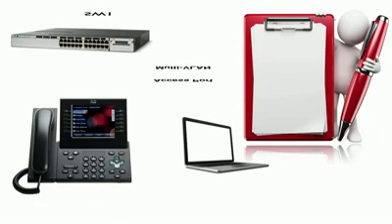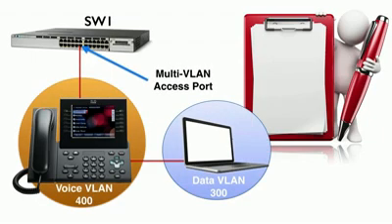Another option we have is to configure this switch port as a multi-VLAN access port. That seems like an oxymoron, doesn't it? How can you have multiple VLANs on an access port? Don't we have to have a trunk port in order to support multiple VLANs? Well, Cisco gives us an exception here. Cisco says, okay, you can have a couple of VLANs appearing on an access port, if and only if you say that one of those VLANs is a voice VLAN.